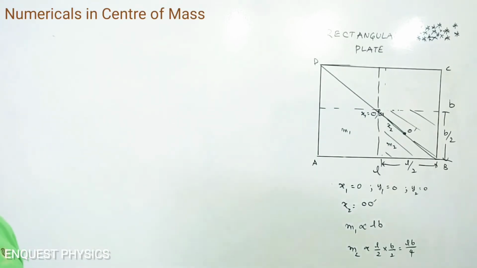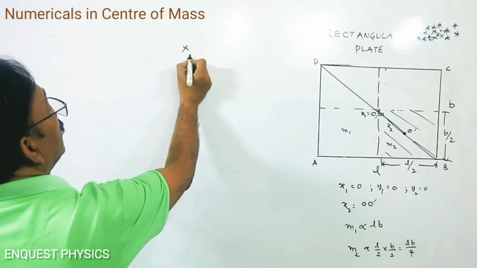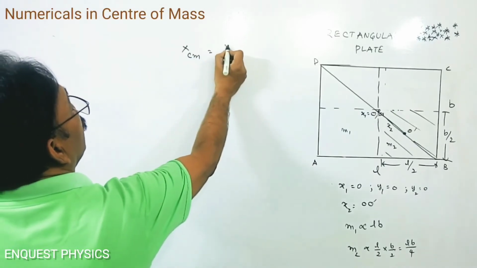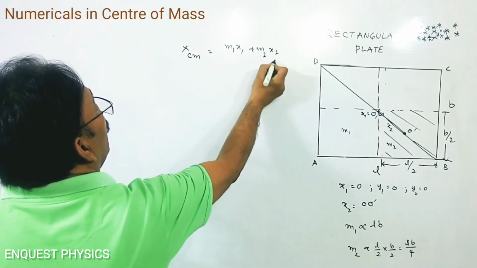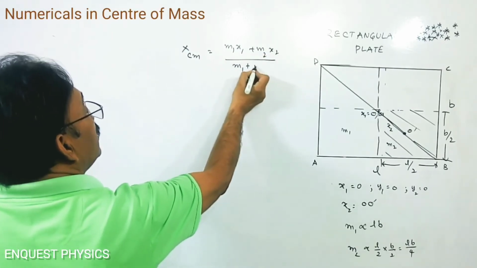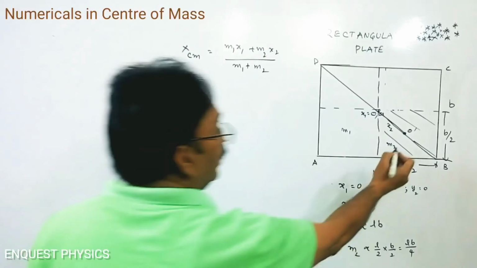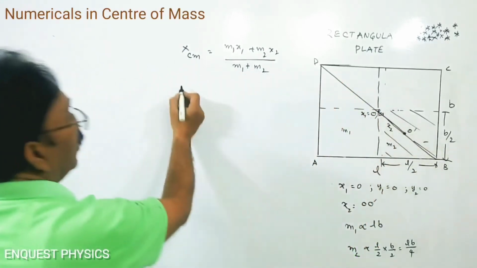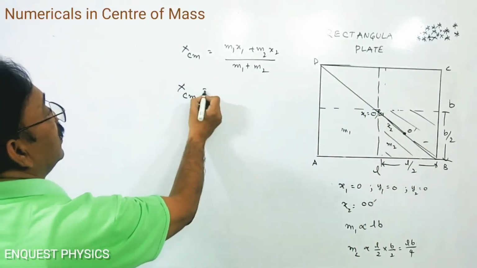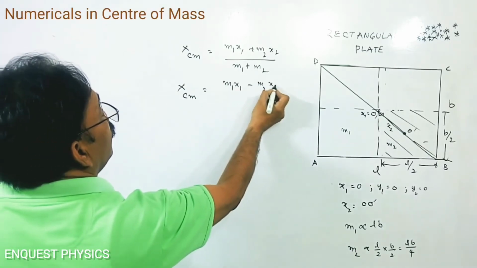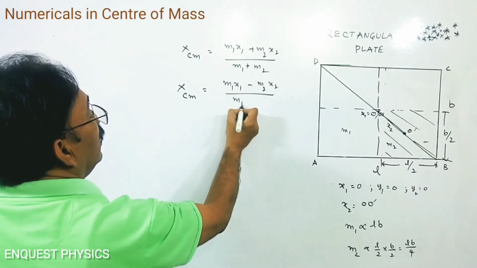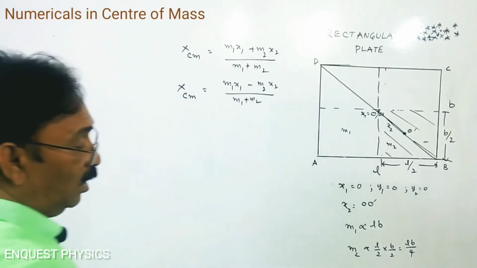Okay students, we just have to substitute in the relation XCM is equal to m1 x1 plus m2 x2 upon m1 plus m2. Since it is the negative mass, as a positive we are putting the signs. XCM is equal to m1 x1 minus m2 x2 by m1 minus m2.